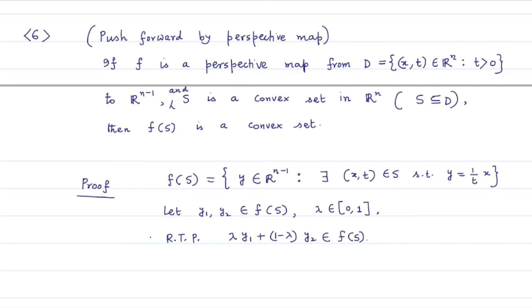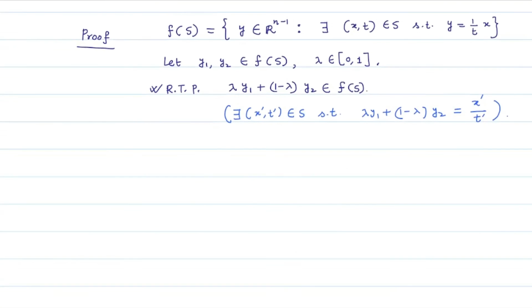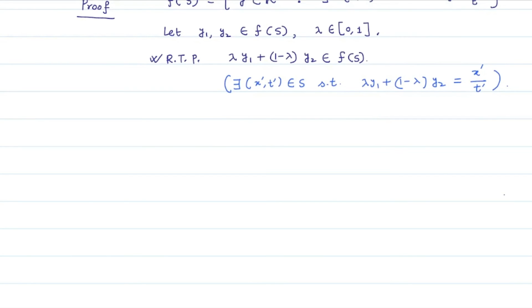To prove that lambda y1 plus (1 minus lambda) y2 is inside the set F(S), we need to find a point, say (x', t'), inside the set capital S, for which this lambda y1 plus (1 minus lambda) y2 can be expressed by x' divided by the real number t'. Let us now try to figure out some expression of this x' and t'.